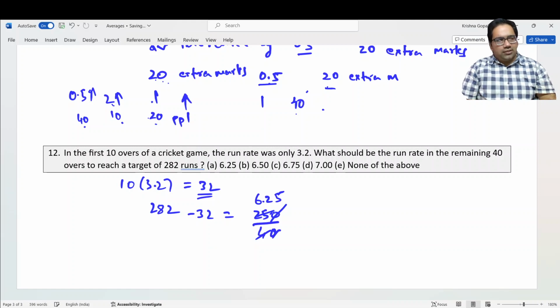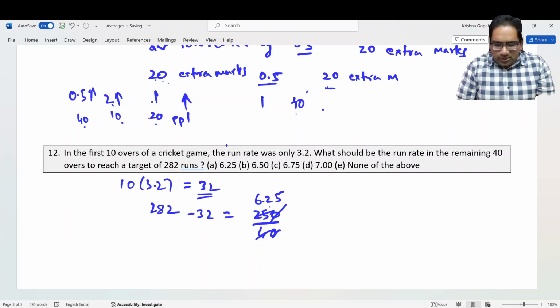Right? 250 runs they have to score, and there are 40 overs left. That means each over they have to score 6.25 runs. Simple, right? What should be the run rate in the remaining 40 overs? This is also a very easy problem. This is one of the previous year's questions only.